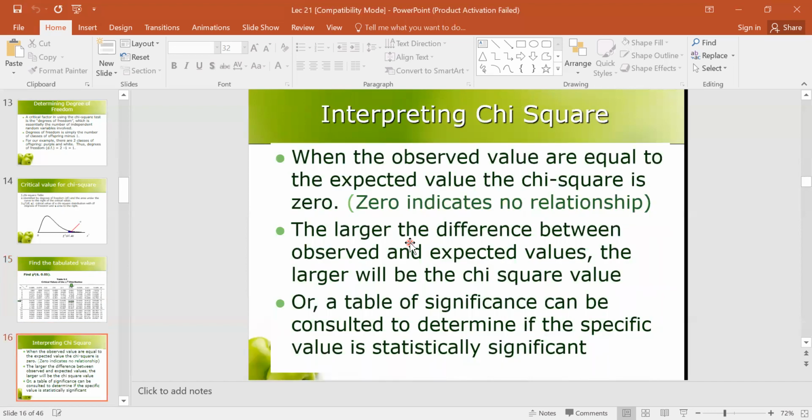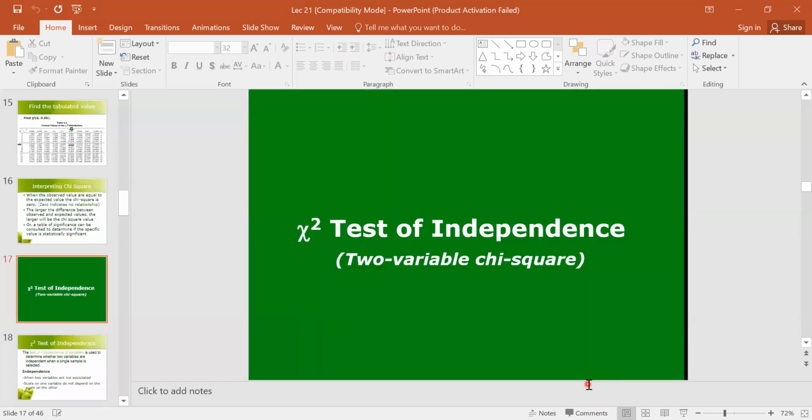So now how can we interpret the chi-square? When the observed values are equal to the expected values, what will be the result? Definitely it gives us zero, as zero indicates no relationship. So when the observed and expected are equal, it means no relationship. The larger the difference between observed and expected values, the larger the chi-square value will be. So the table of significance can be consulted to determine if the specific value is statistically significant.